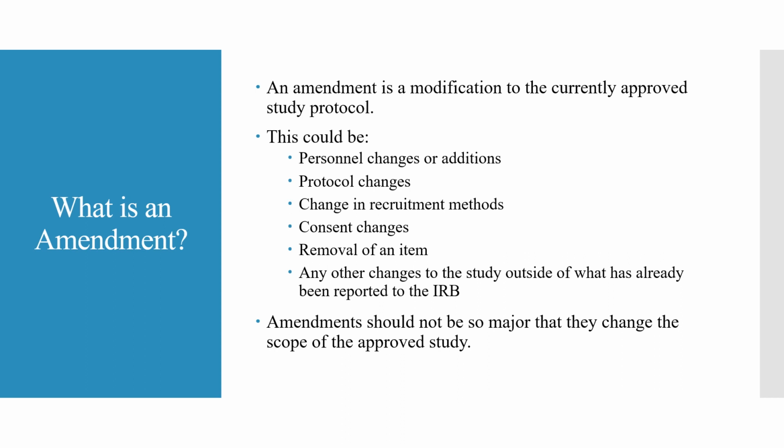And this is really important because one word in a consent form could change the whole meaning of a study. So these things really have to be reported to us so that we can make sure that you are still protecting your participants. And an important thing to note is that amendments should not be so major that they change the scope of the approved study. You don't want your amendment to completely change what your study is about or completely change the risks to your participants because that might warrant a whole new study being submitted rather than just a change to your current study.